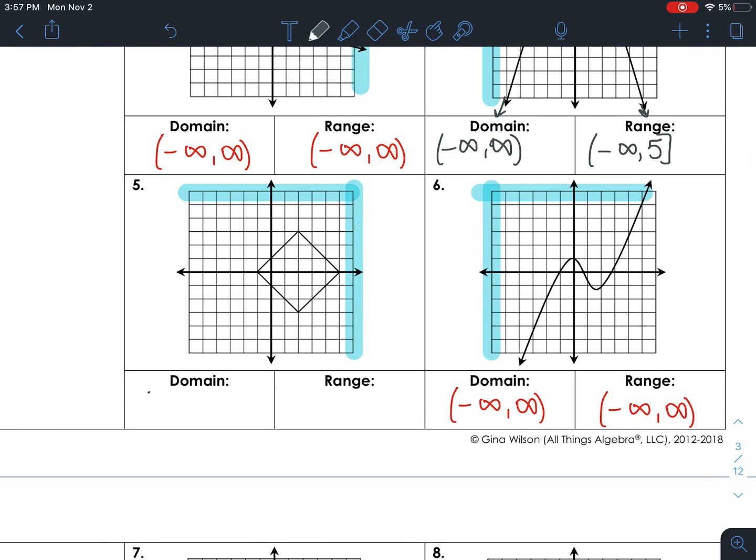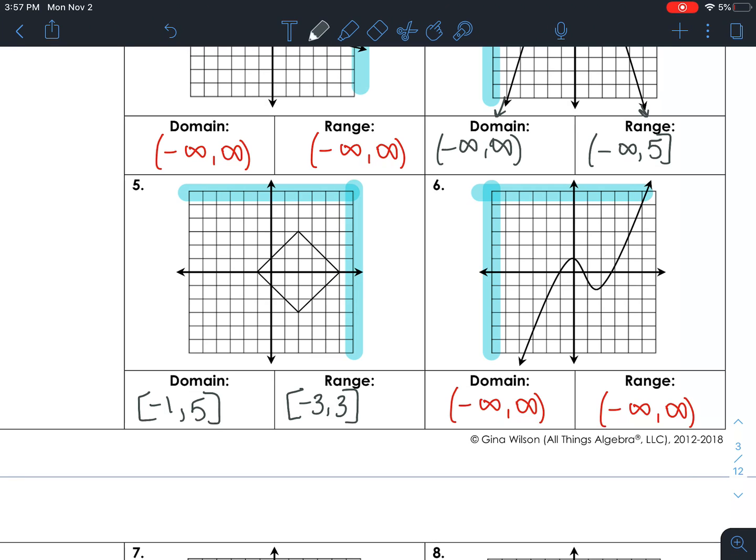5, once again, looking at my domain. My diamond starts at -1, and I'm going all the way to 5. My range, the lowest number it hits is -3, and the highest number it hits is also 3.